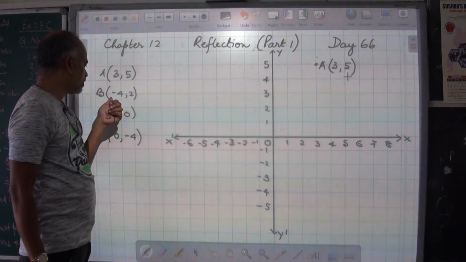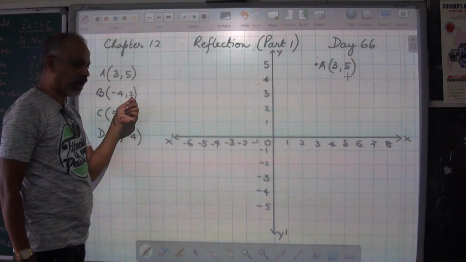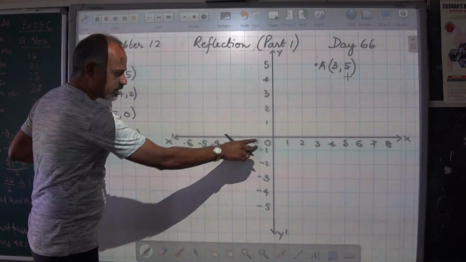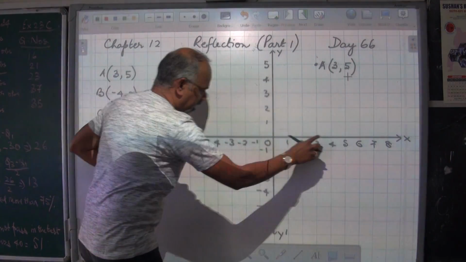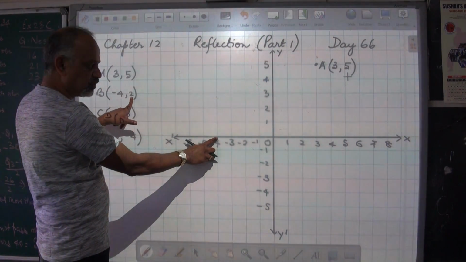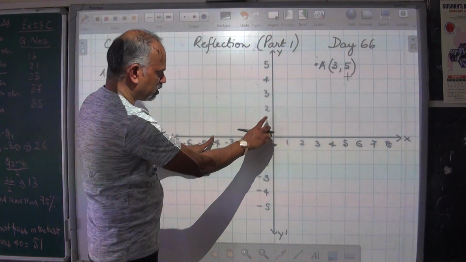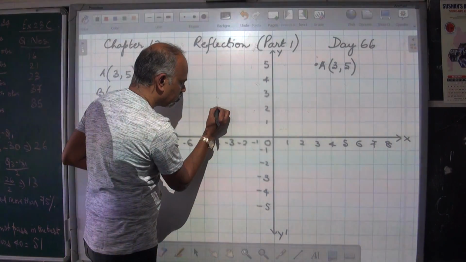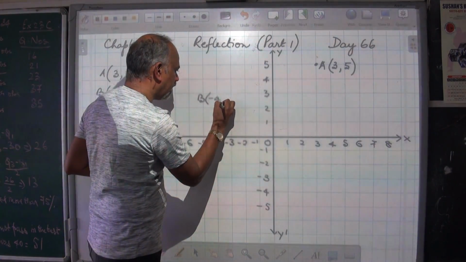Similarly, let's plot point B. Point B has x value minus 4 and y value 2. Okay. So x value is minus 4. So on the x-axis, look for minus 4. This is the x-axis, minus 4 is here. That's minus 4 is the x value and y value is 2. On the y-axis, look for 2. 2 is here. Okay. So the meeting point of both these, minus 4 and 2, that point will be B, whose coordinates are minus 4 and 2.